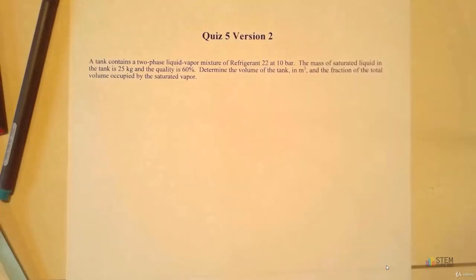We've got a tank containing a two-phase liquid-vapor mixture of refrigerant 22 at a pressure of 10 bar. The mass of saturated liquid in this tank is 25 kilograms and the quality is 60%. We want to find the volume of the tank in cubic meters, and we want to find the fraction of the total volume occupied by that saturated vapor. Okay, so this is going to basically be a quality type problem.